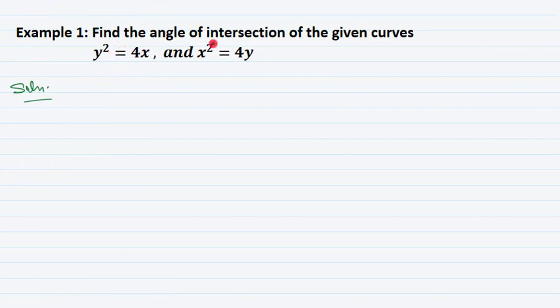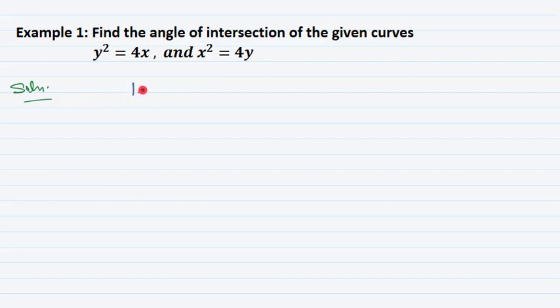Find the angle of intersection of the given curves. The curves are y square is equal to 4x and x square is equal to 4y. If you remember, you should know that these two curves are parabolas. One is along the x-axis and the other is along the y-axis, having their vertex at the origin. So let us start with the problem. As I told you, we need to calculate two things. Number 1, the point of intersection of the two curves, and number 2, the slope of the tangent of the two curves. So let us proceed to find out these two.